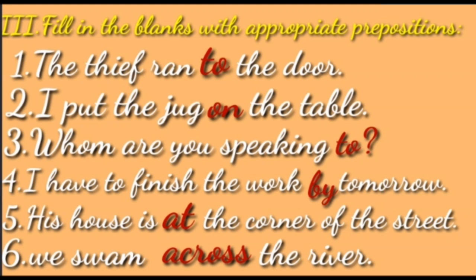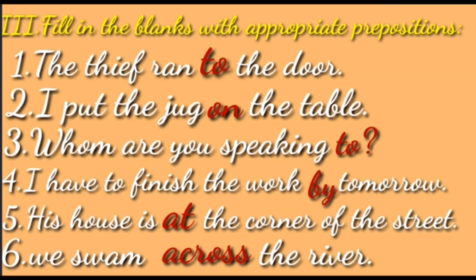So here, his house is at the corner of the street. Where is the house? At the corner of the street. Where something is. Okay, children. Now, sixth one. We swam across the river.